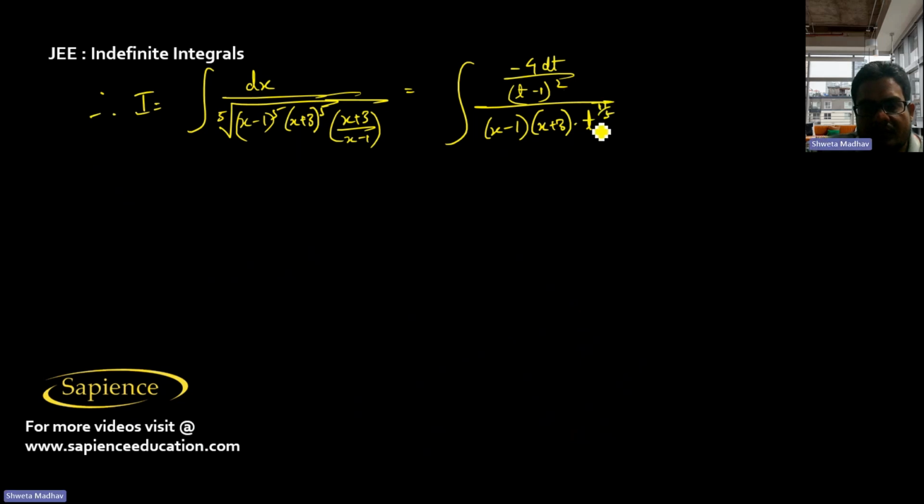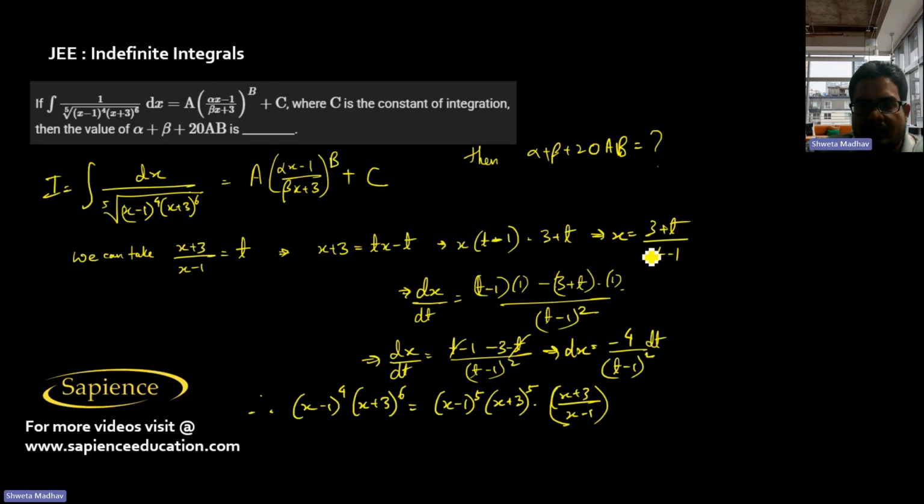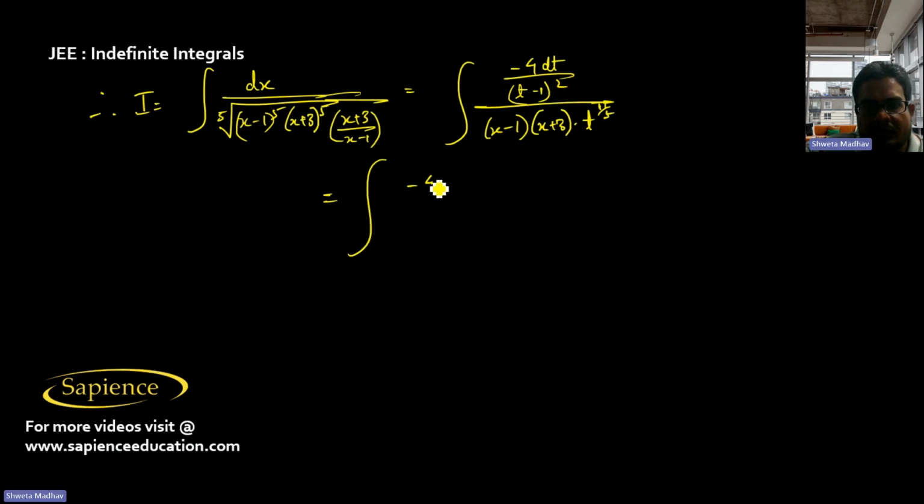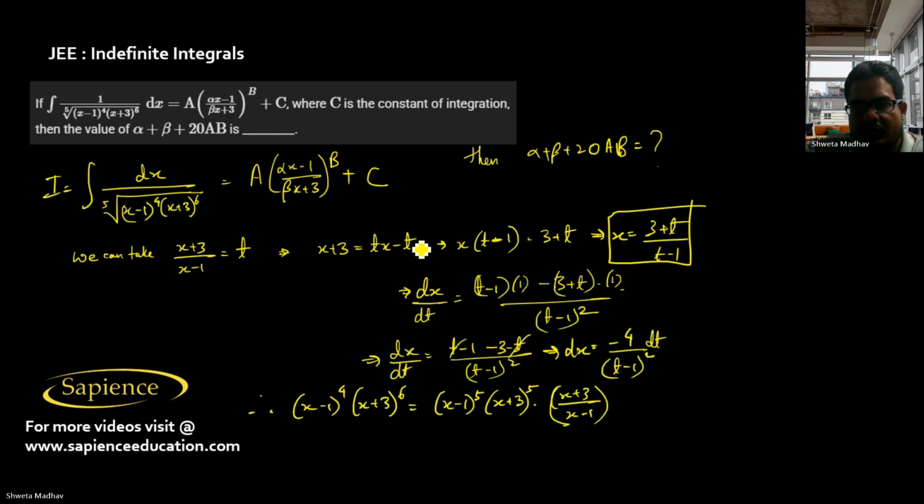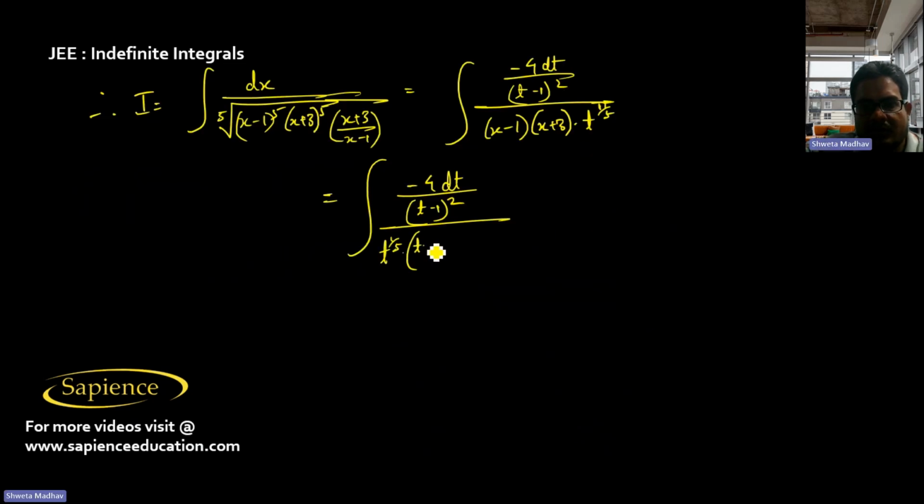Since this is t, and in place of x we can write (3 plus t) by (t minus 1). This will be minus 4 dt by (t minus 1) whole square divided by t power 1 by 5 into ((t plus 3) by (t minus 1) minus 1) into ((t plus 3) by (t minus 1) plus 3).